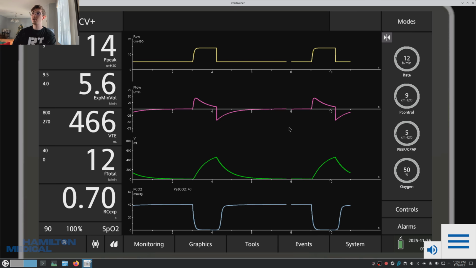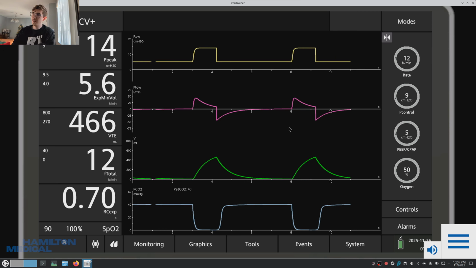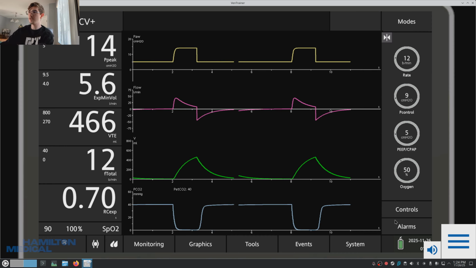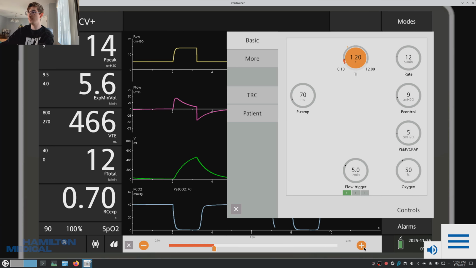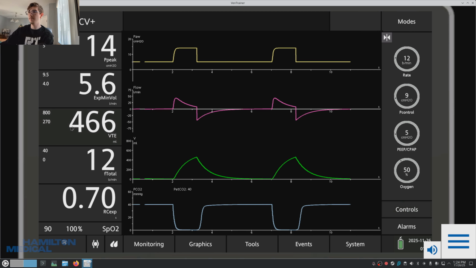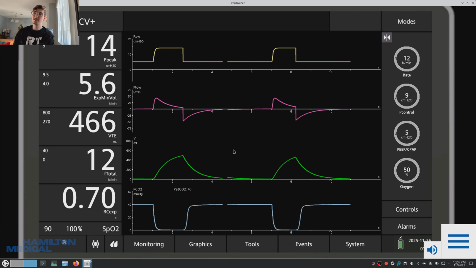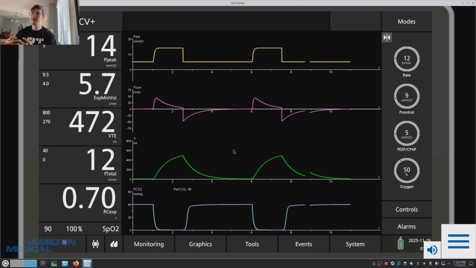Because in volume control, once again, the ventilator is controlling the flow. It's controlling how much flow is being delivered to the patient. I'm actually going to bump this up a little more, like 1.5, because we're not quite there. But anyway, the ventilator is controlling the flow in volume control mode. So it has to artificially create that flow pattern.